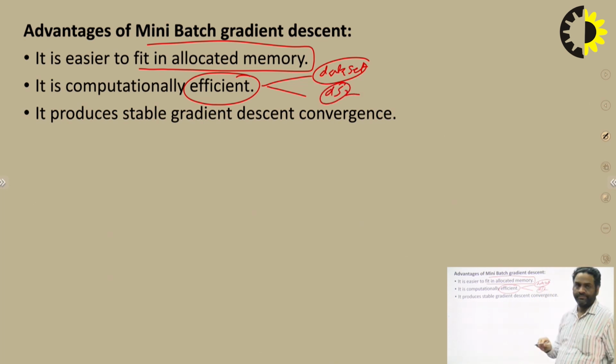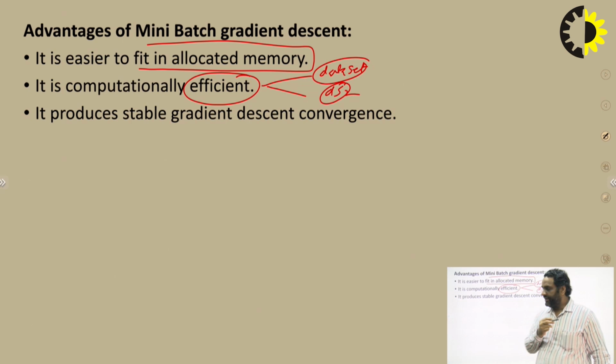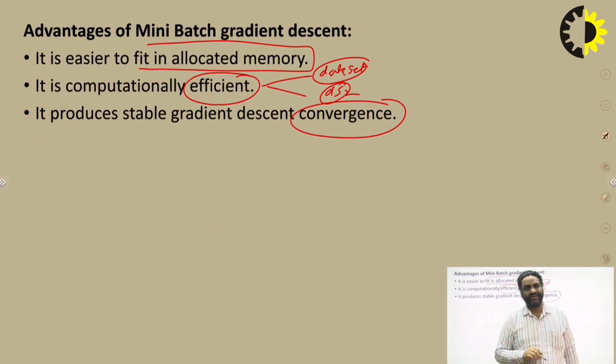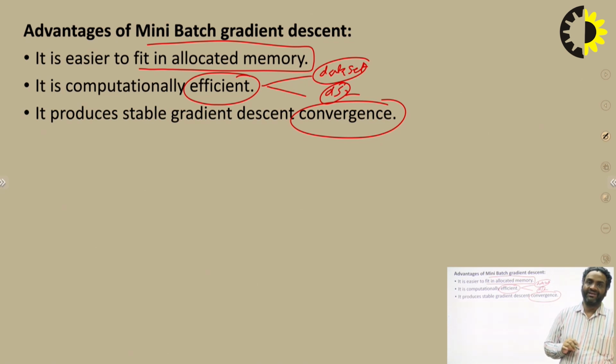This is D2, the second data set. And last, it produces a stable gradient descent convergence. So these three are the types of gradient descent. I will cover the advantage of each type.